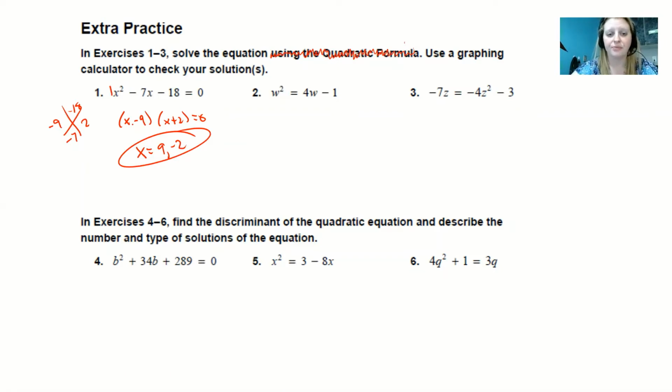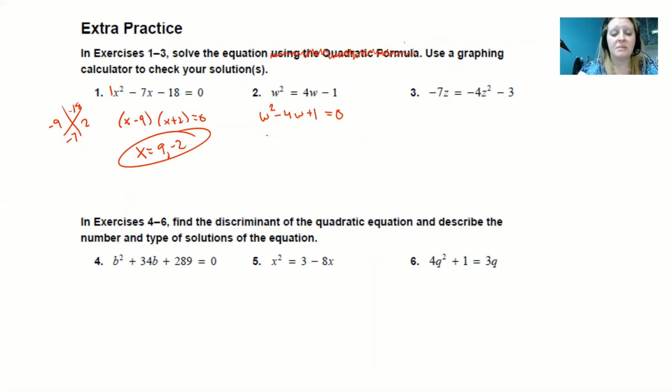So factoring is actually way less work than the quadratic formula, and we're always trying to look to make our lives easier. For number 2, we can't even begin it until we have the problem equaling 0, and then we'll have to assess which method would make sense to use. So right now, I don't think this is going to factor because there's nothing that multiplies to 1 that adds to negative 4. So it would be nice if it would factor, but it doesn't.